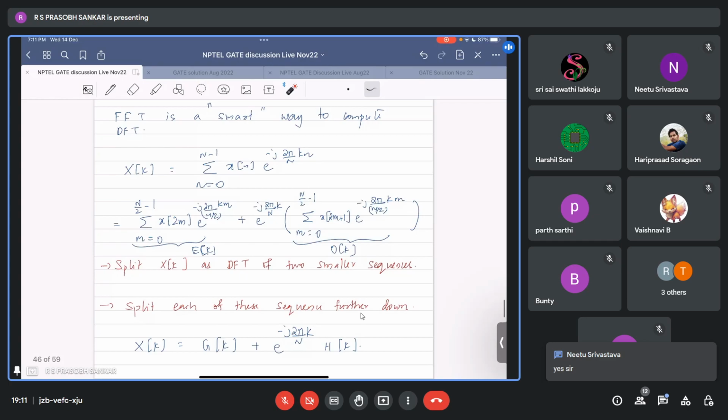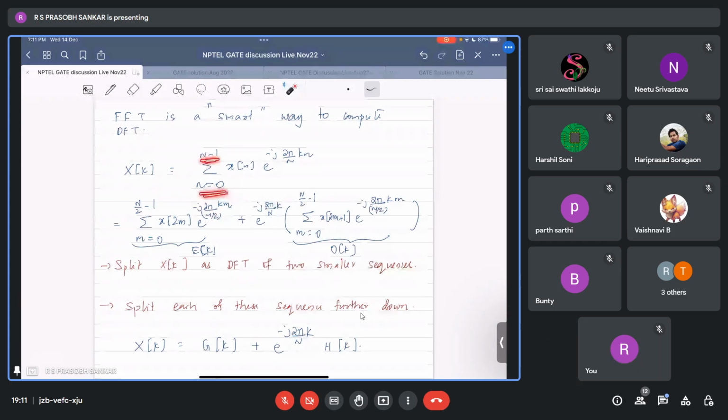Now, let us see this expression X of k, summation n equals 0 to N minus 1 x[n] e raised to minus j 2 pi by N kn. Now, what I'll do is I'll split this into two parts. This index goes from 0 to N minus 1. I'll be considering two subsequences, one with terms with n odd and the other with n even. So what I'm saying is that here we have x of n.